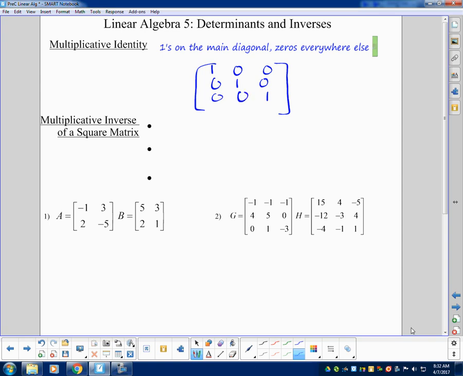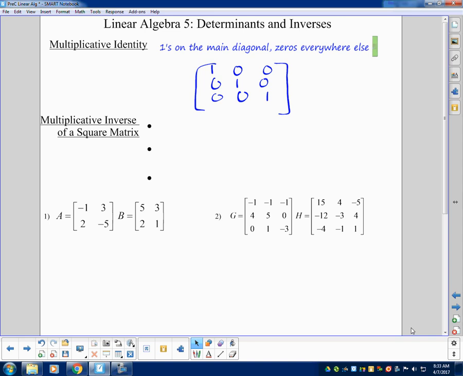The problem is the matrices come in different sizes. They could be 2 by 2, 3 by 3. The identity matrix is a square matrix, meaning the dimensions m and n are the same. But it's 1s on the main diagonal and 0s everywhere else. That's what the multiplicative identity is.